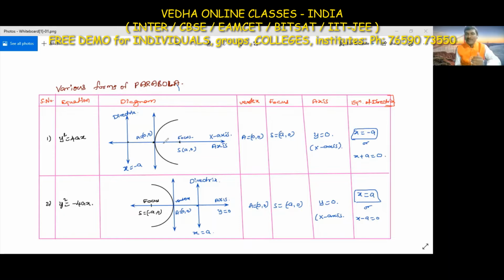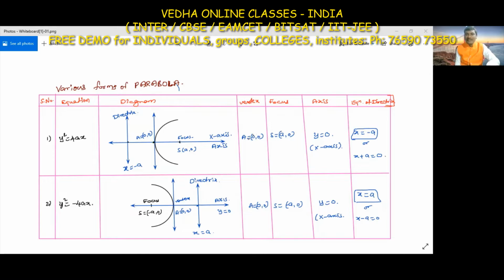On the x-axis, the right side is a positive a value, and the left side is a negative a value. That's why the coordinates of the focus become a comma 0, since on the x-axis the y coordinate is 0. Here the directrix x coordinate is minus a. That's why the equation of the directrix is x equals minus a.